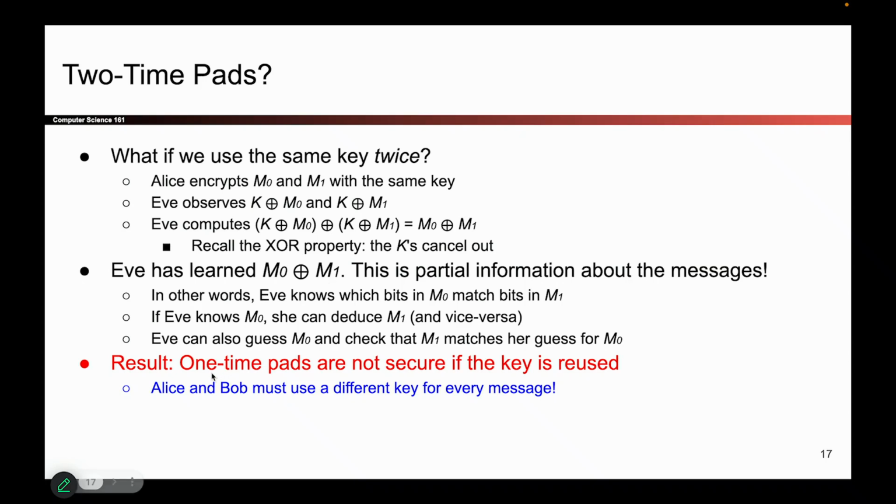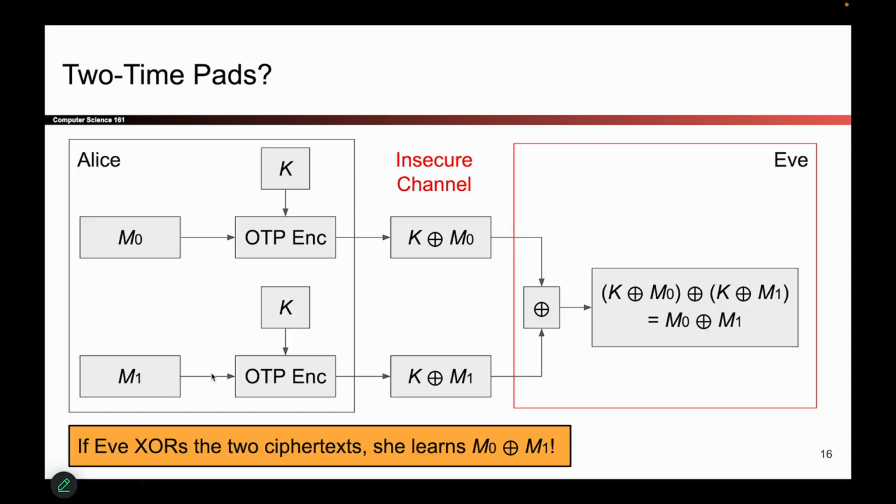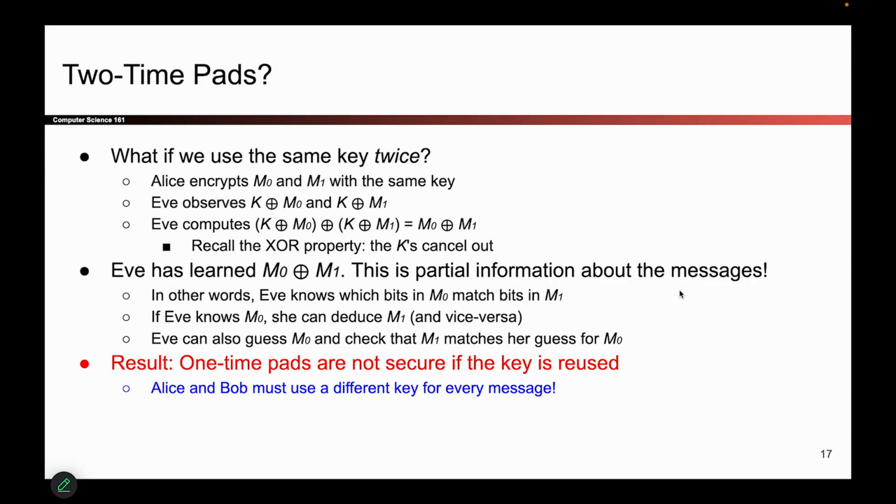So the takeaway from all this is that if you use one-time pads, you have to generate a brand new key every single time. If you get lazy and use the same key twice, you are leaking information to Eve, and that's breaking the confidentiality of your scheme. So one-time pads are great if you follow the title and use each key one time. That's why it's in the title. It's called one-time pads. They're not called two-time pads because that's not secure.